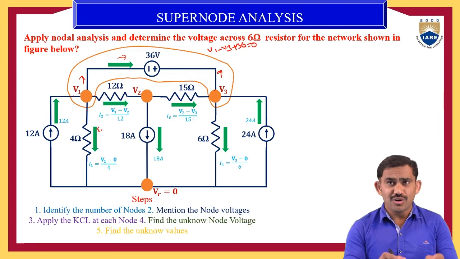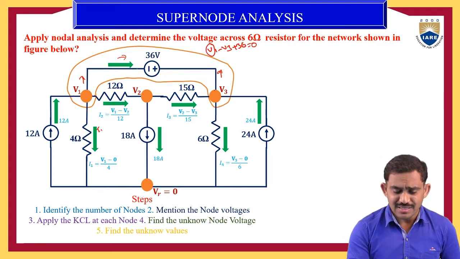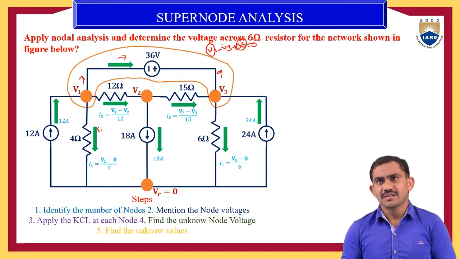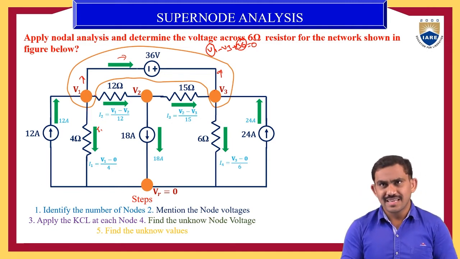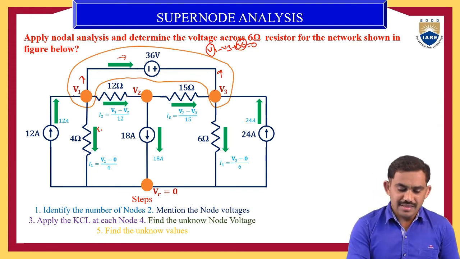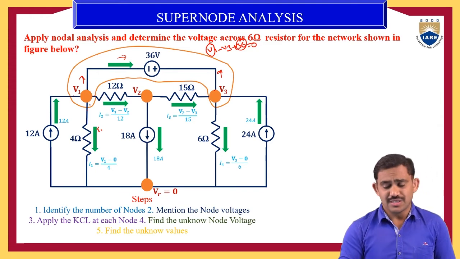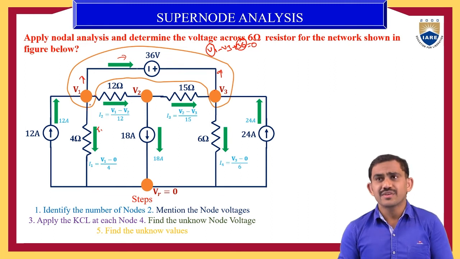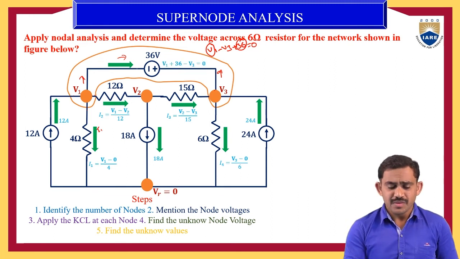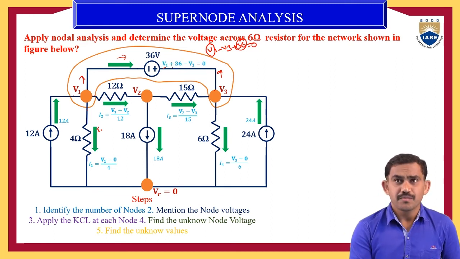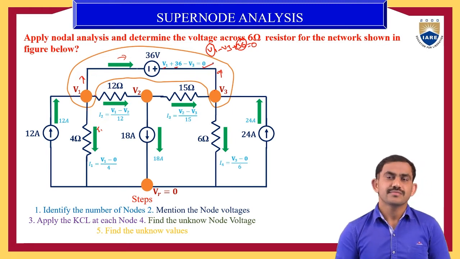So at the ideal voltage source, the potential differences are V1 as well as 36, both in the same direction. So V1 plus 36 minus V3 equals 0. This is the ideal voltage source equation. So between V1 and V3, we have one equation, that is V1 plus 36 minus V3 equals 0.